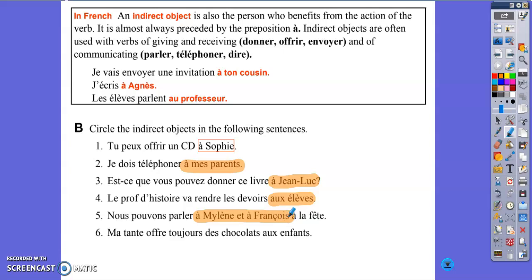And finally, ma tante offre toujours des chocolats aux enfants. My aunt always offers chocolates to the children. So we always offer chocolates to who? To the children. So again, your indirect object is always going to answer to who or for who.